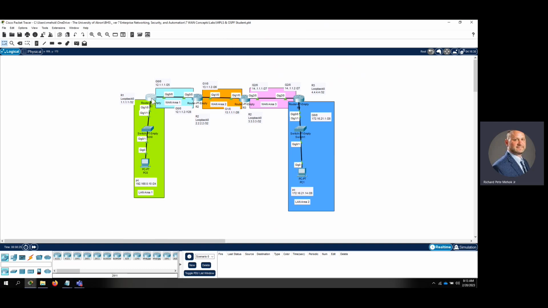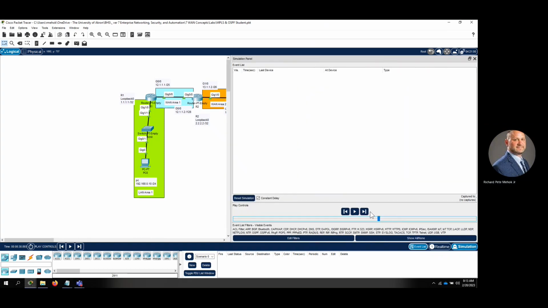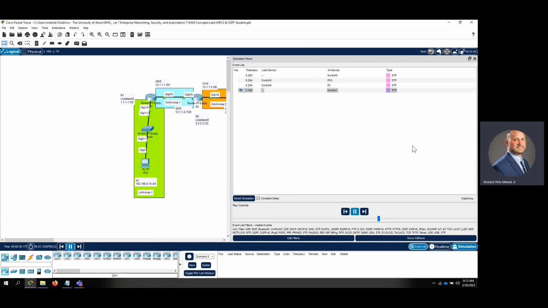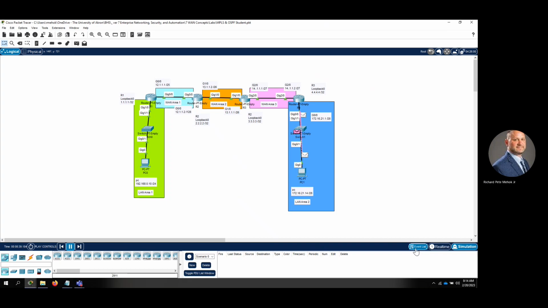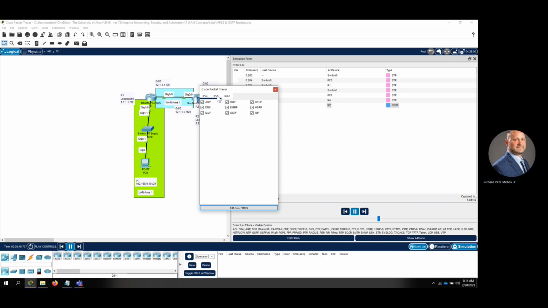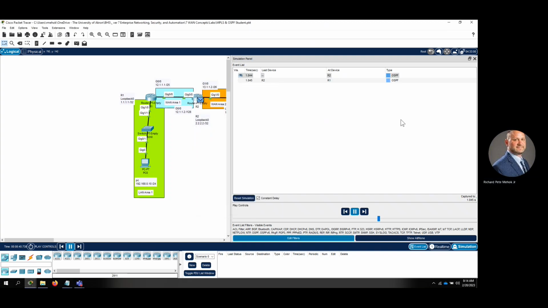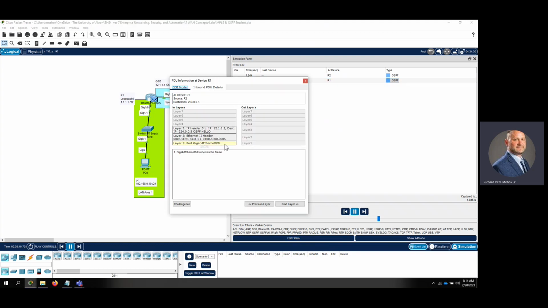If we look at the protocol running, we'll go to simulation mode here, and we'll see the traffic, spanning tree running. Let's filter that out and turn off STP. Under your edits, you can do that. And now we're seeing OSPF. If we look here, there's your OSPF with your hello.